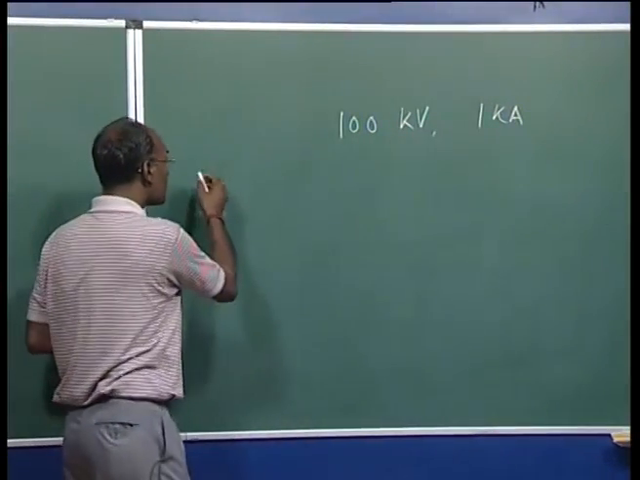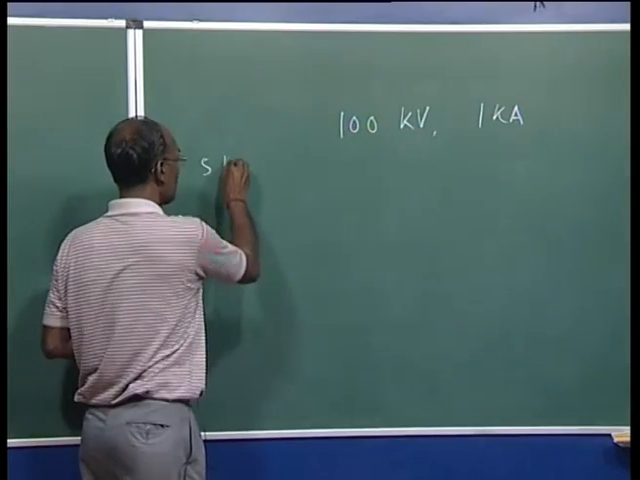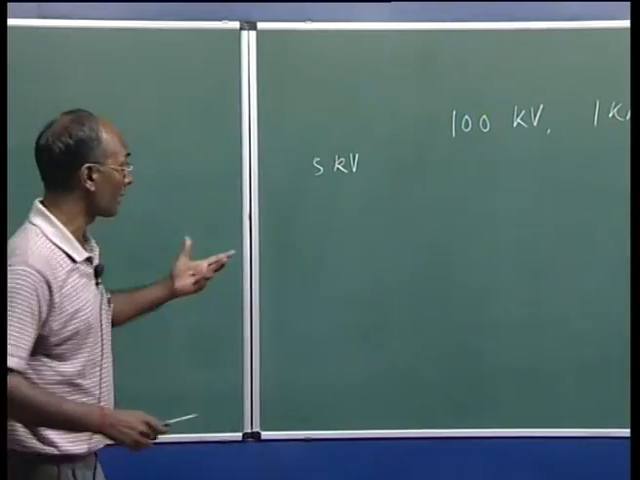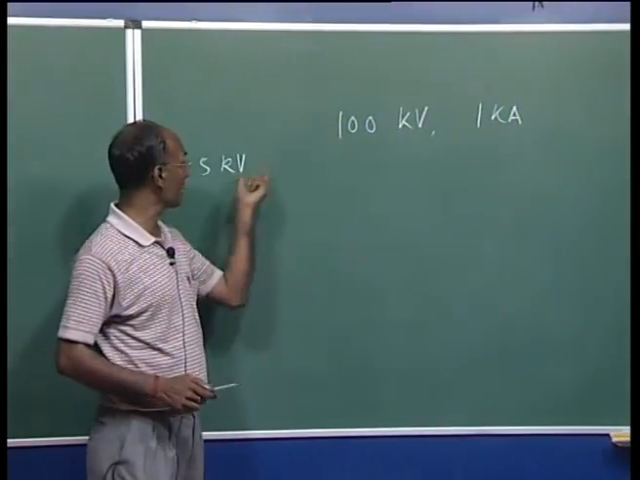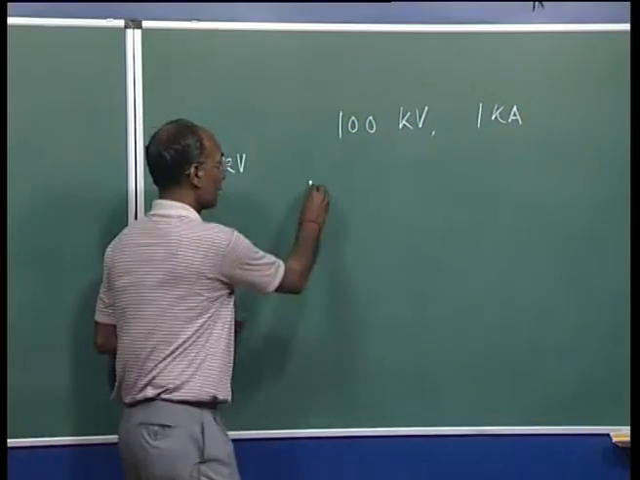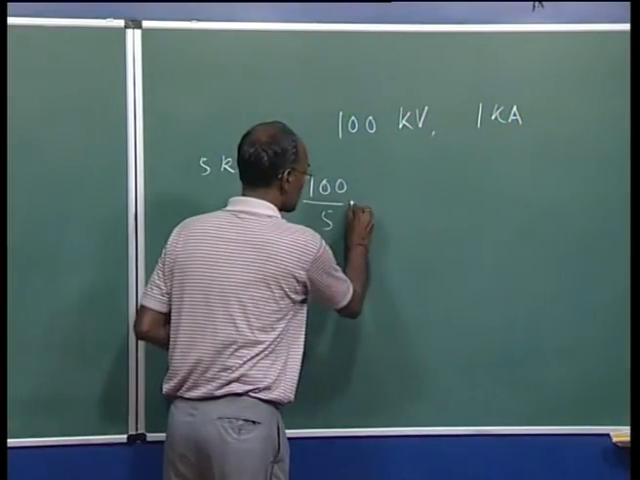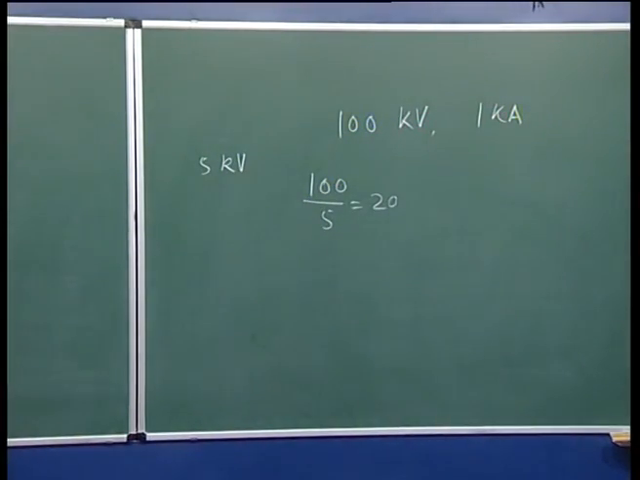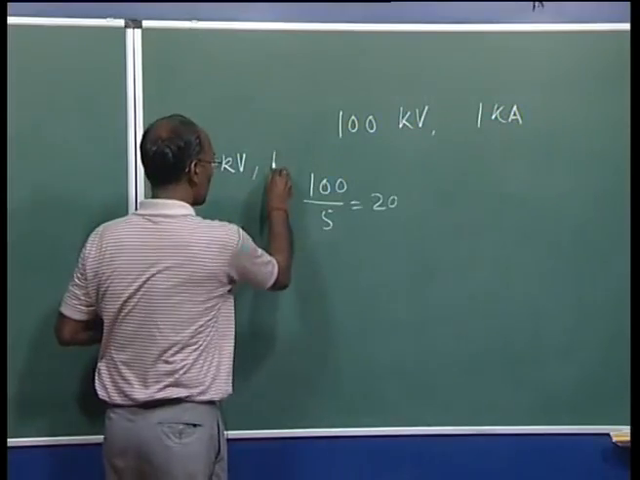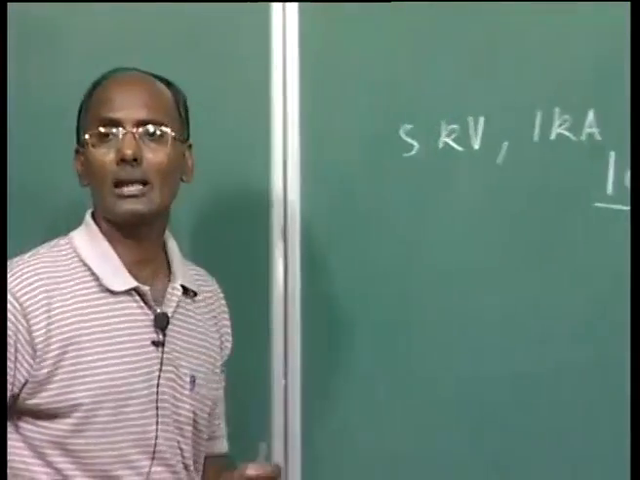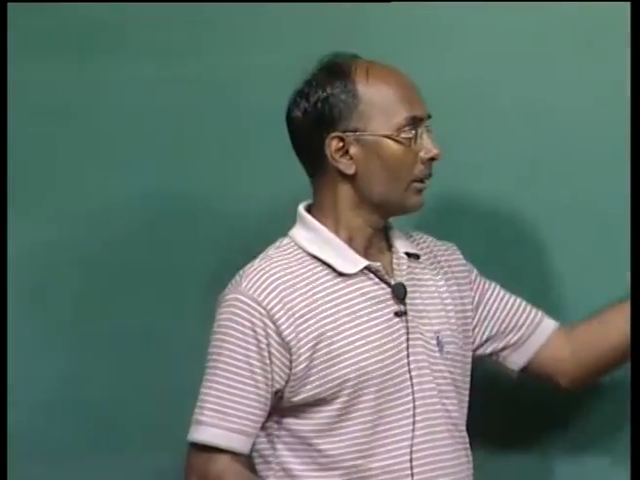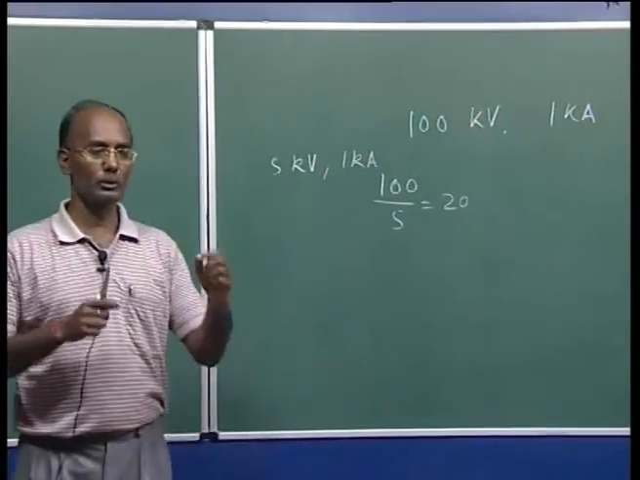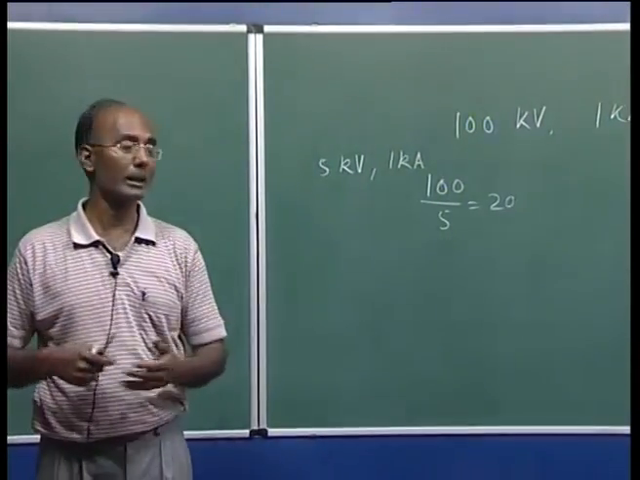Suppose one thyristor requires 5 kilovolt. We should always go for more than what is required. If you divide 100 by 5, you require 20 thyristors, which should be connected in series. Suppose this thyristor has 1 kilo ampere, but that is also not sufficient. The rating is no doubt the same, but sometimes if one thyristor fails, we should have some other to take care of it.